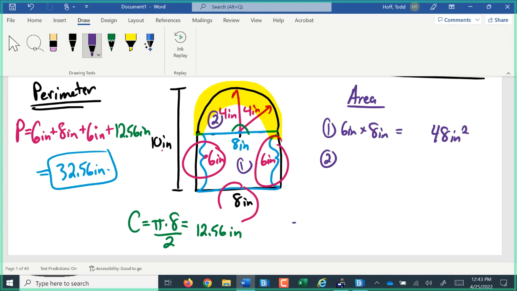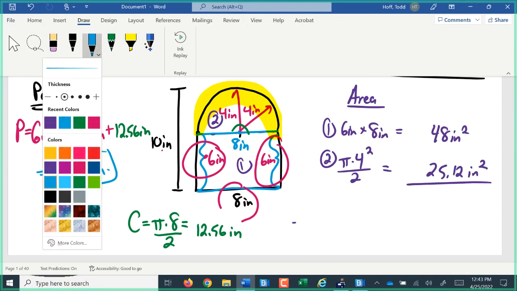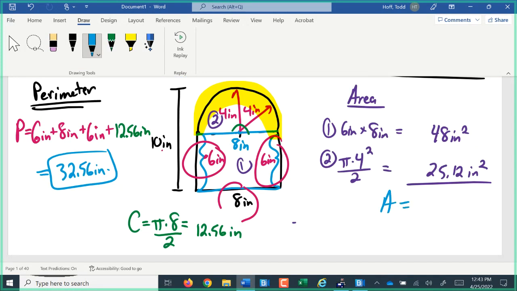4 pi times 4 squared, and then over 2, because it's only half the circle, right? Which gives us 25.12 square inches. Add those two together. Add those up to get an area of 73.12 square inches. Perfect.